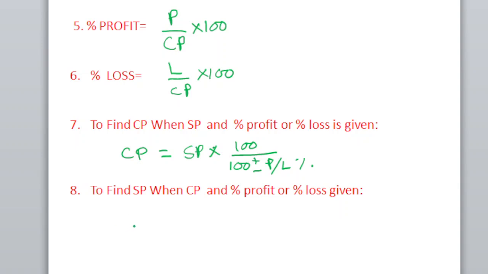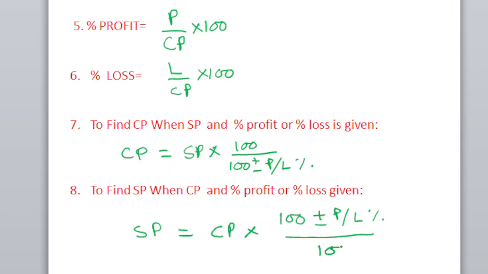Now SP. So SP is equal to CP into 100 plus minus profit or loss percentage divided by 100. Now here, if there is a profit, then you can use the plus symbol, and if there is a loss, then you can use the minus symbol.